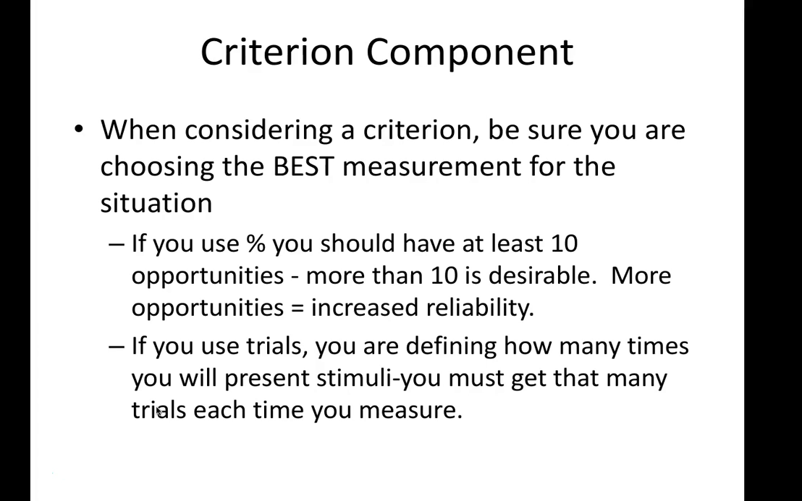If you use trials, you're defining how many times you'll present the stimuli, and you must get that many trials every time you measure. So if you say I'm going to get 3 out of 5, I want him to do it in 3 out of 5 trials, right? You're saying you're going to elicit 5 trials. Always elicit 5 trials. Don't elicit 4, because now you can't report your data. It's really important that if you're going to do it by number of trials, 2 out of 5 trials, 3 out of 7 trials, because you don't have 10 opportunities and you're going to do this per trial thing, that you get that many trials. It has to be a number that you can get.